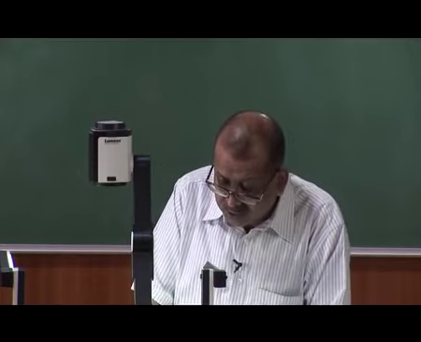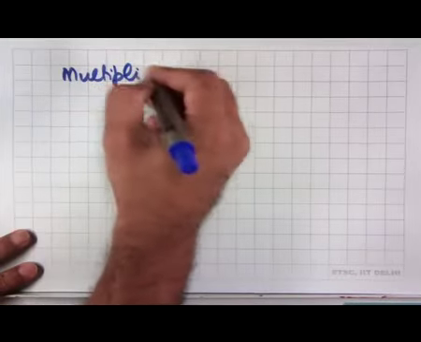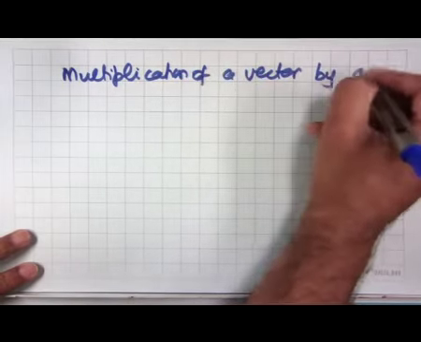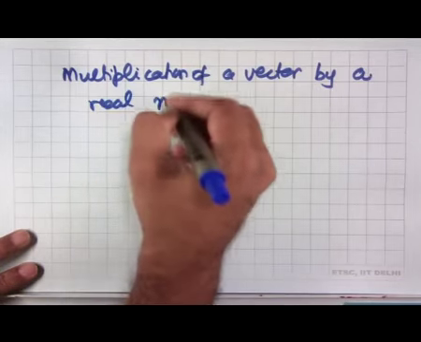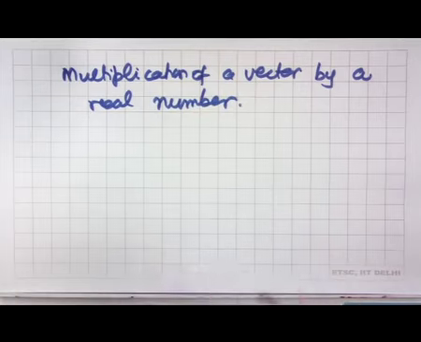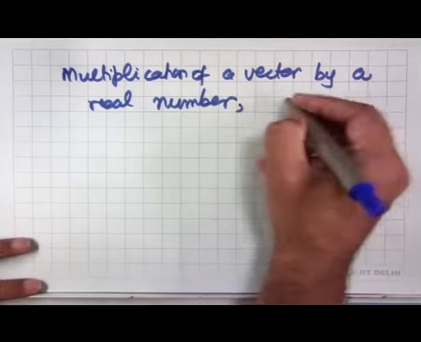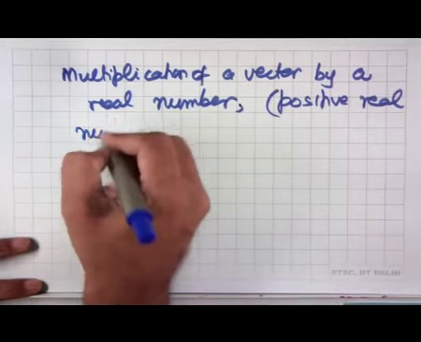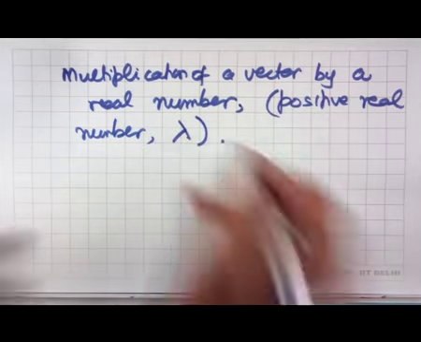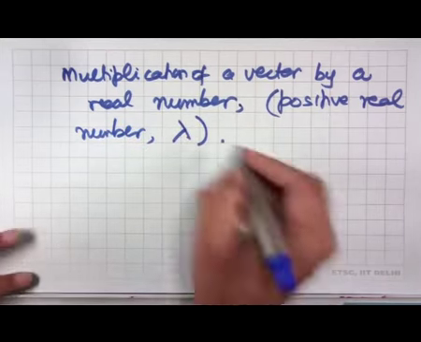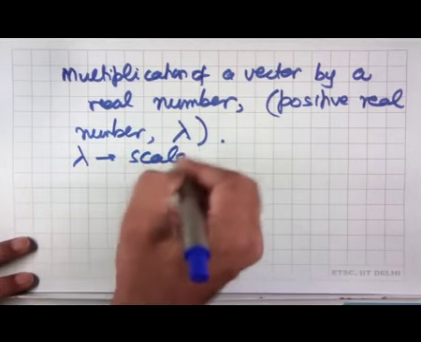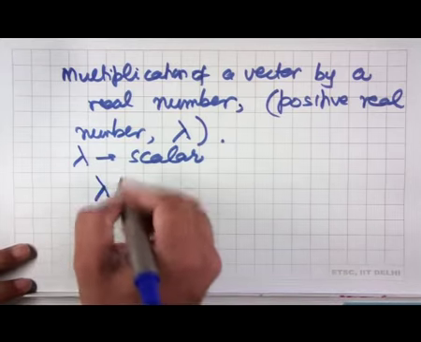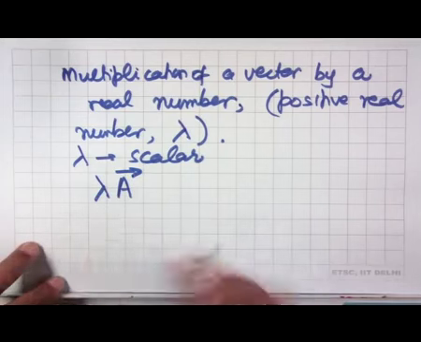Next, we look at multiplication of a vector by a real number. Let us say not only a real number, we will make it positive. First, we will take the case of a positive real number. Let us say the number is lambda. So, lambda is a scalar because it is just a number, just a magnitude, a positive real number, and we look at lambda times A, a scalar multiplied by a vector.